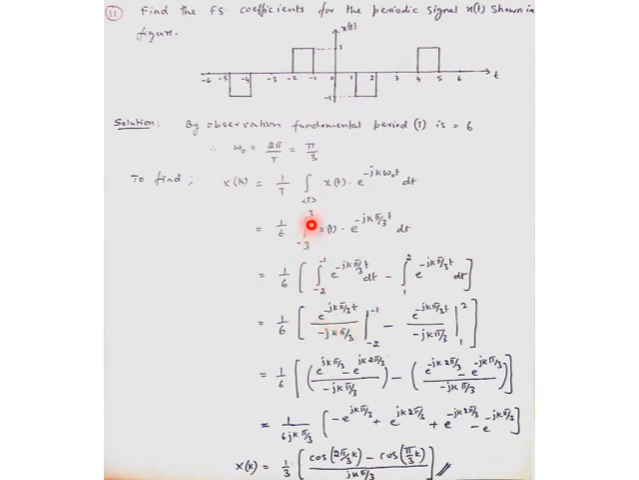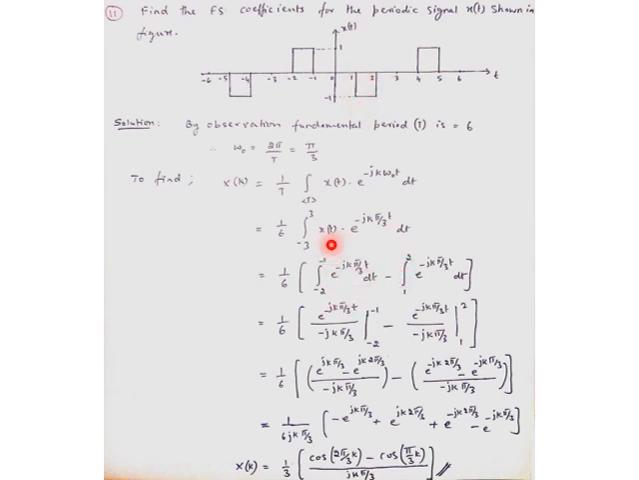So integration minus 3 to 3 of x(t) into e to the power minus jk pi by 3 t, but the values exist only from minus 2 to minus 1 and 1 to 2, and the rest are all zeros. Whatever limit you consider, minus 2 to 4 or minus 3 to 3, no problem, but for further simplification and substitution of our values, the integration limits are now defined from minus 2 to minus 1 and also 1 to 2. So x(t) here is 1, and x(t) here is minus 1.